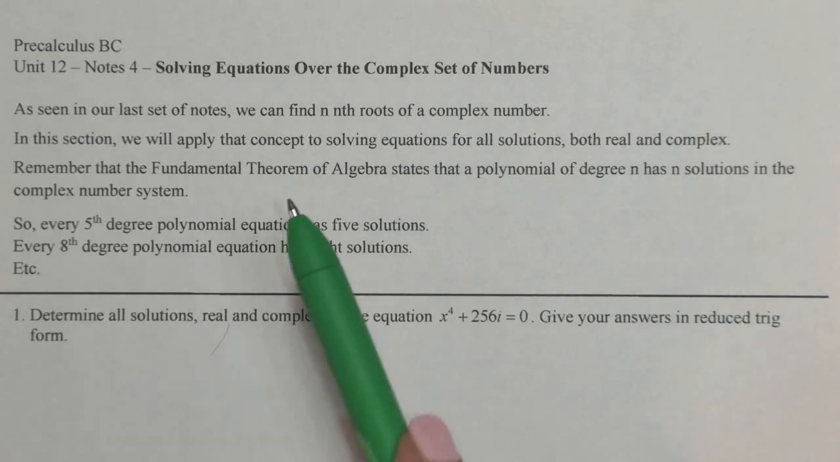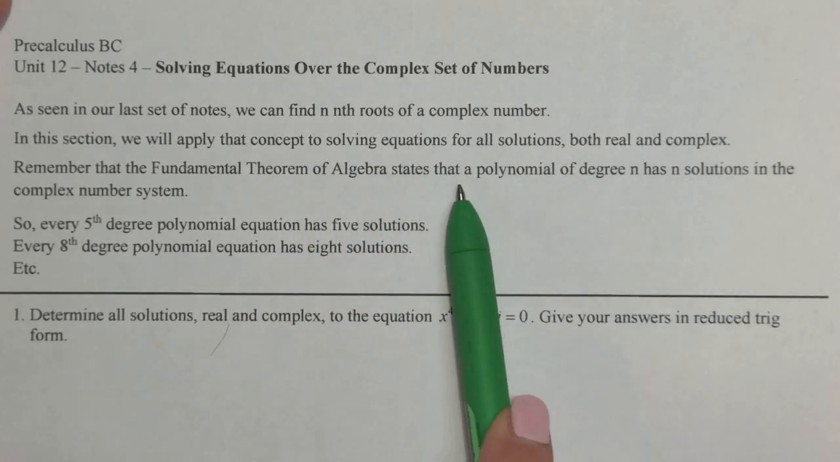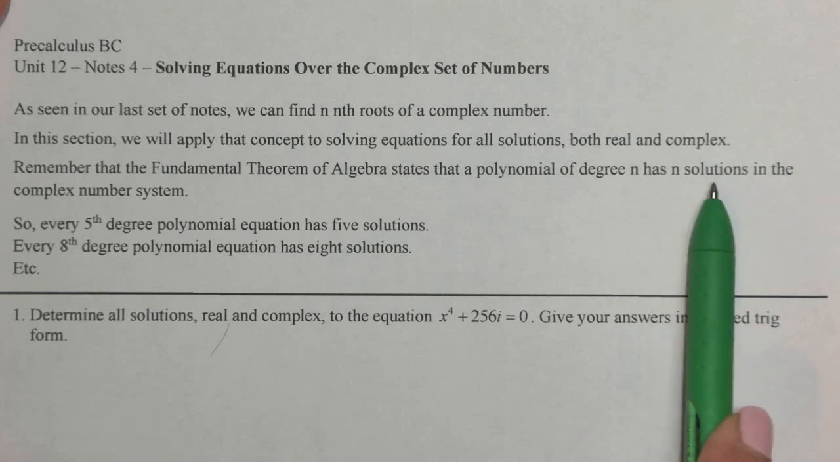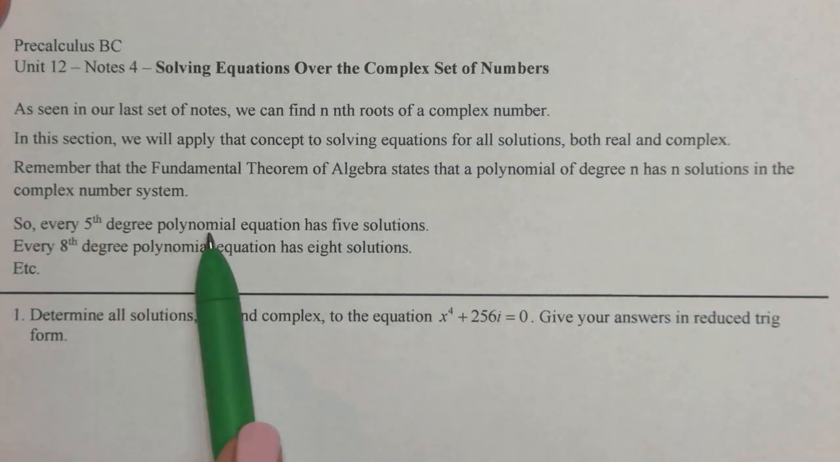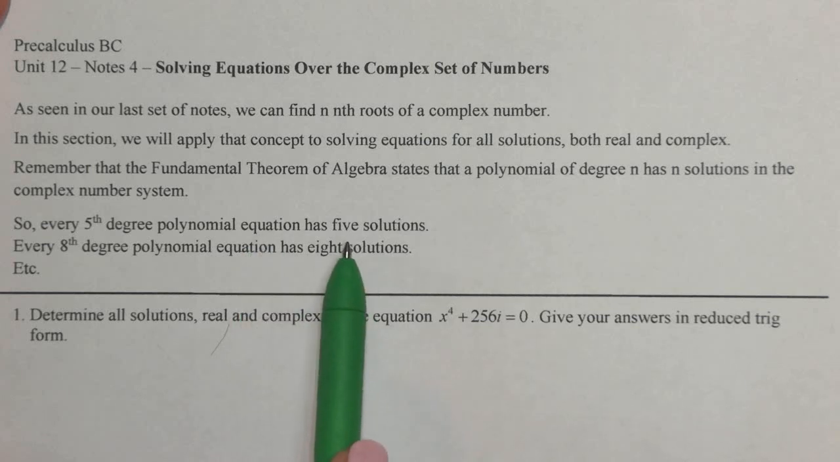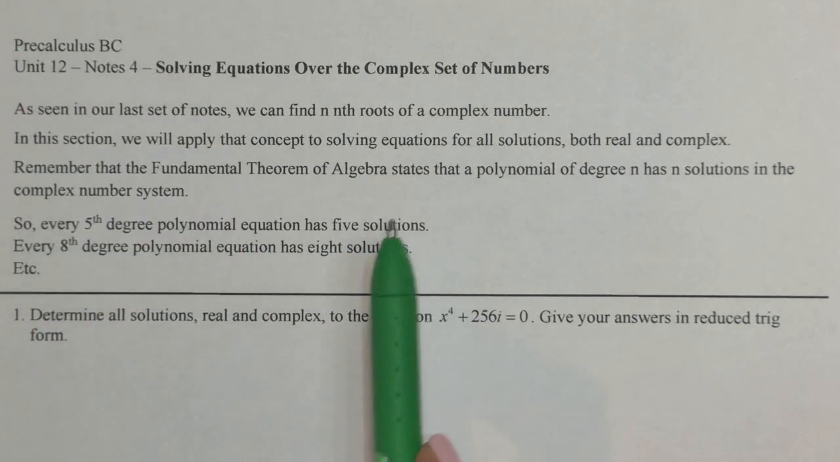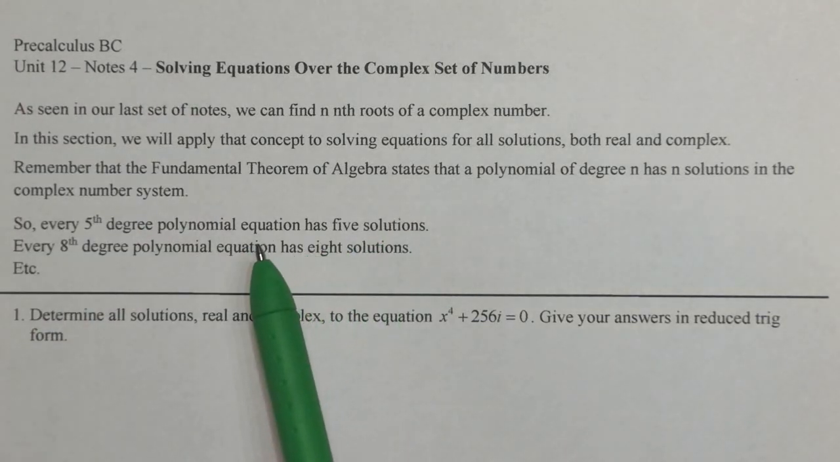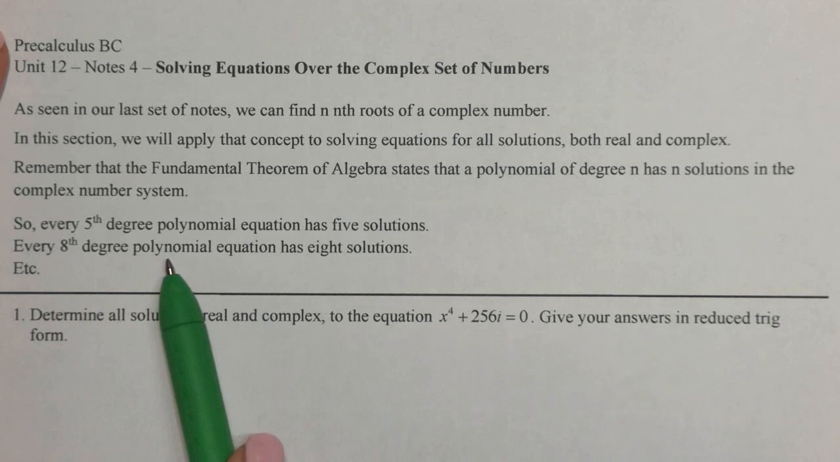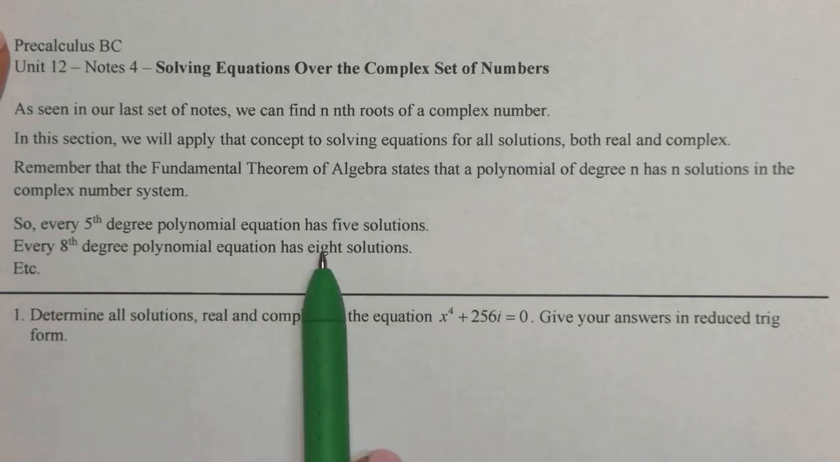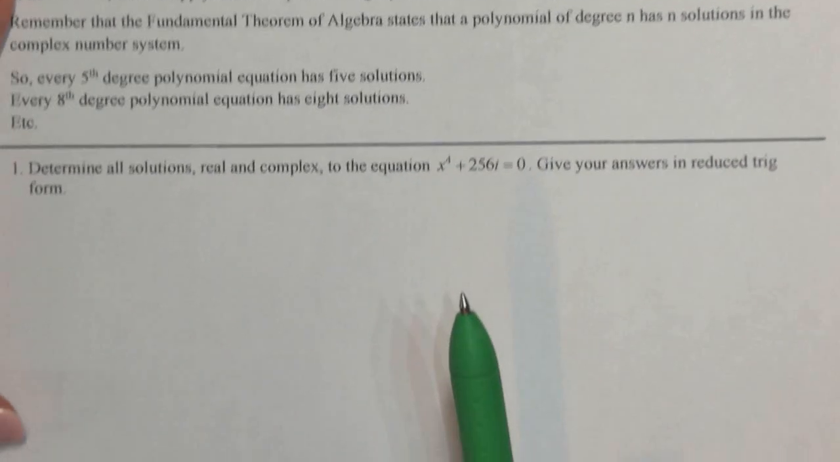Remember, the fundamental theorem of algebra states that a polynomial of degree n has n solutions in the complex number system. So every fifth degree polynomial equation has 5 distinct solutions, 5 different solutions. Every 8th degree polynomial equation has 8 distinct solutions, etc.